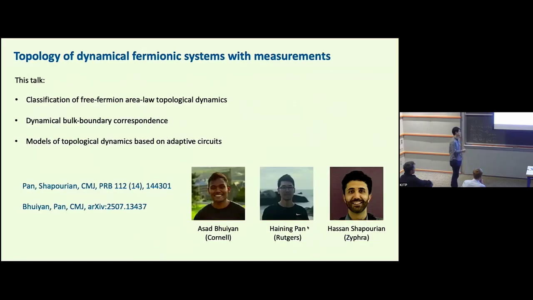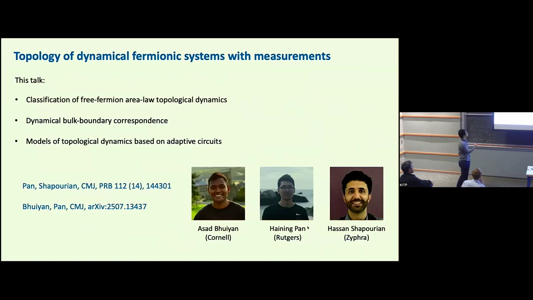Okay, this is a quick outline of my talk. I will tell you about the classification of free fermion area law topological dynamics. I'm going to restrict myself to talking about free fermions, because even with free fermions, you can already get a lot of amazing results. And of course, we wouldn't stop here in the end, but this is a good point to start.